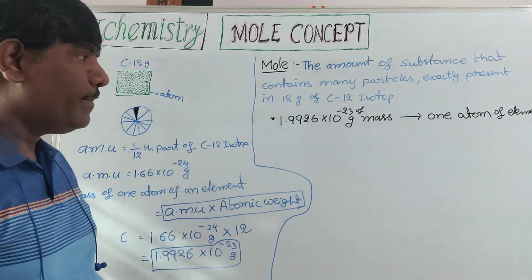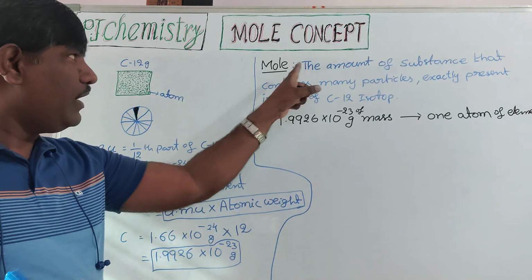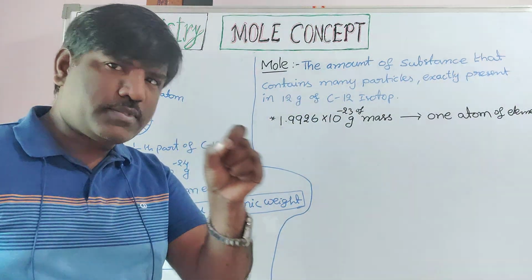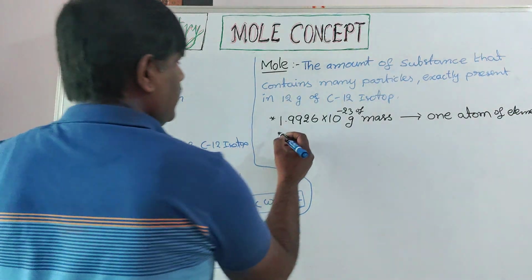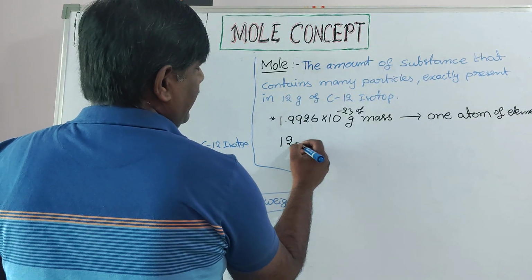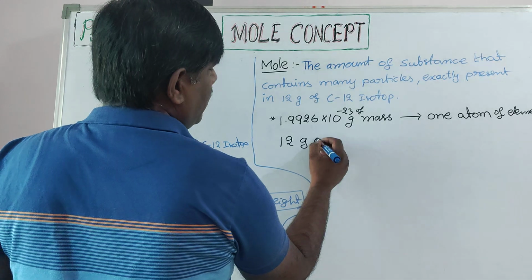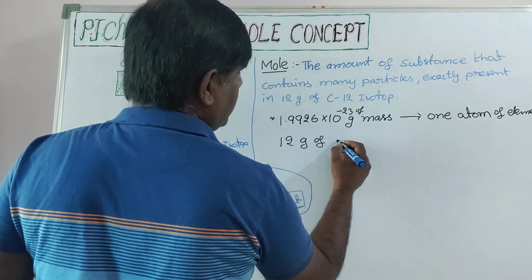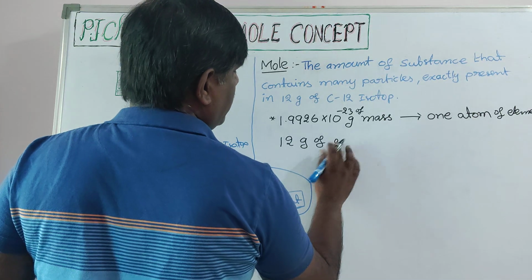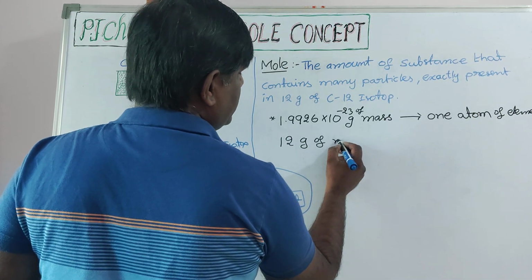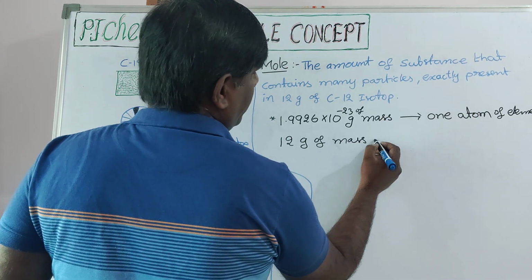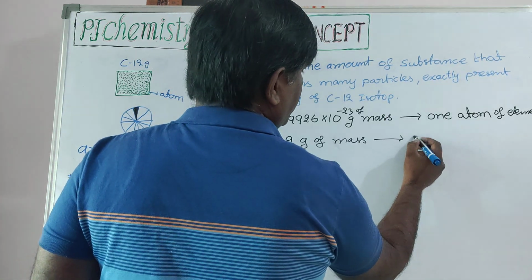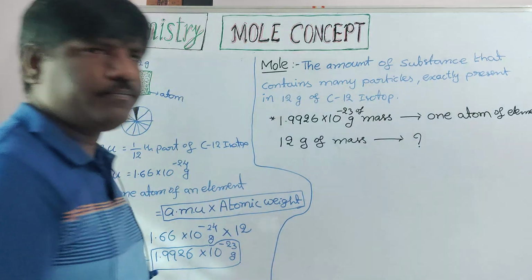Now, as per the mole, in 12 grams, how many atoms are present? 12 grams of mass contains how many atoms?